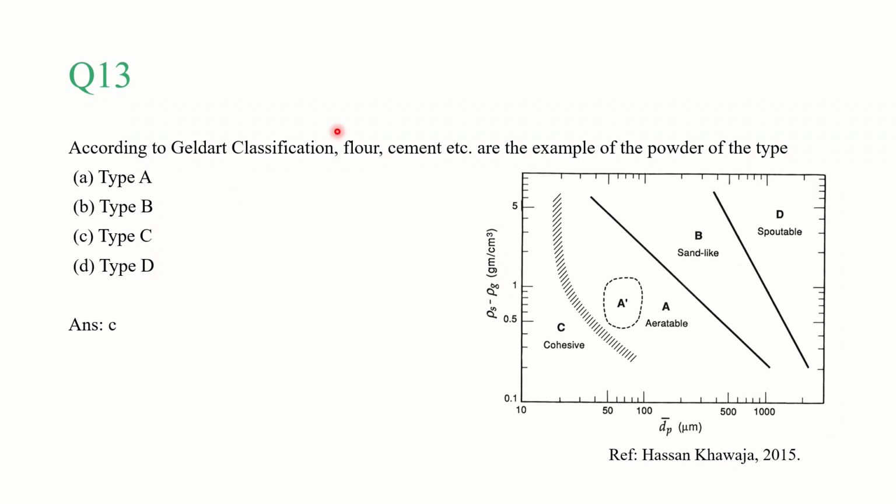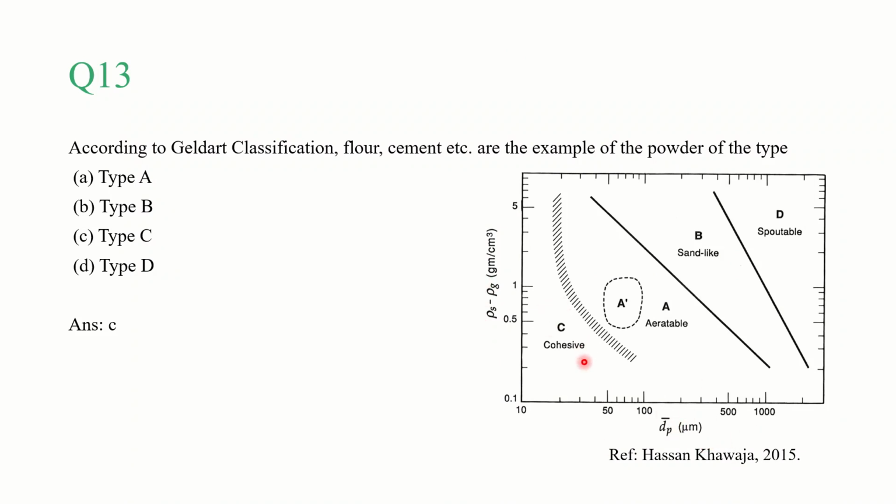According to Geldart classification, flour and cement are examples of this type of powder. Basically, what Geldart classification means is that it classifies the particles into four categories: A, B, C and D, depending on the particle density difference and the diameter of the particle. So this is rho p minus rho f, that is the density of the particle minus the density of the fluid, versus the diameter of the particle.